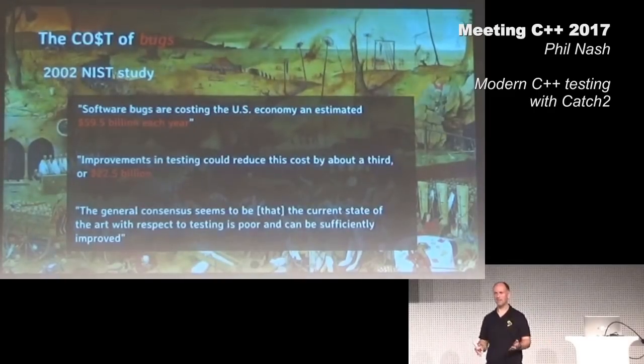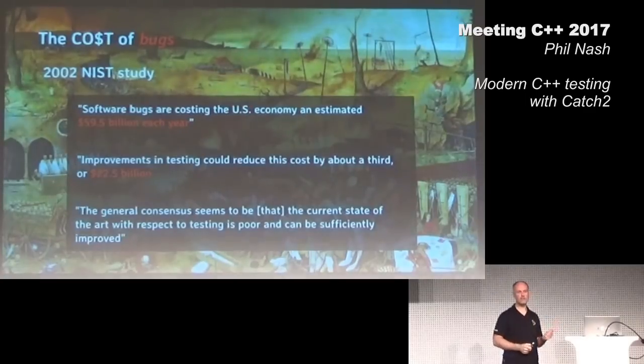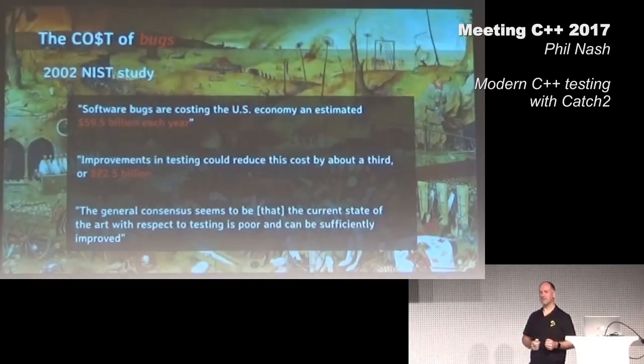It's also interesting that this was in 2002, sort of at the start of the Agile revolution, when things like unit testing and TDD were starting to move into the mainstream. It could be argued that in the meantime, state of the art with respect to testing has actually improved. The question is, has it improved sufficiently?